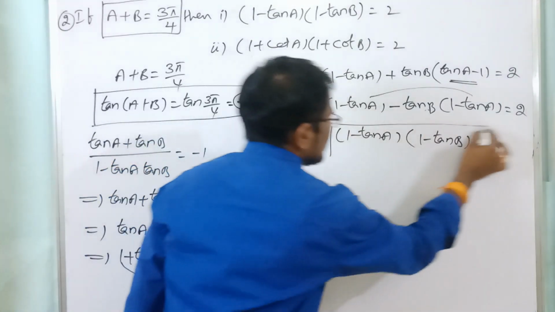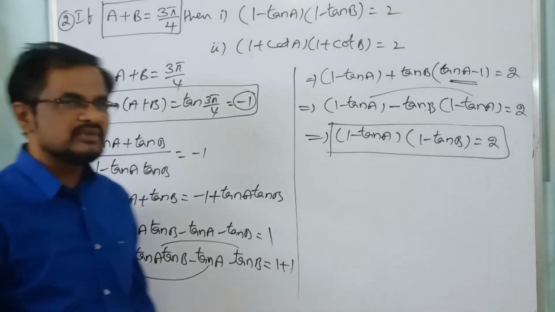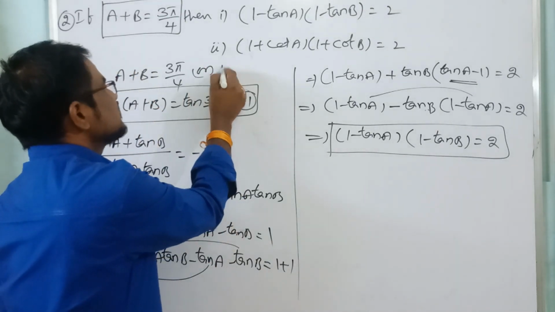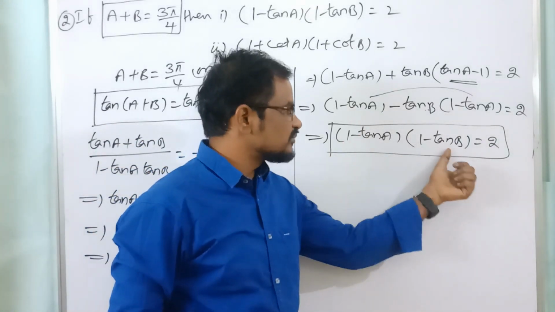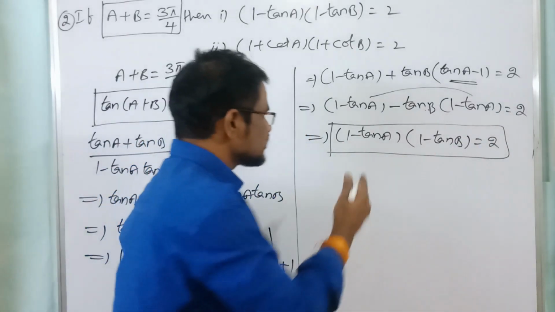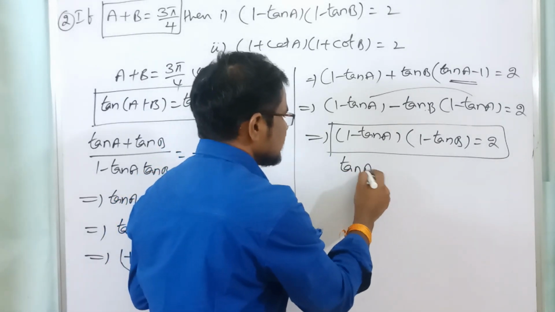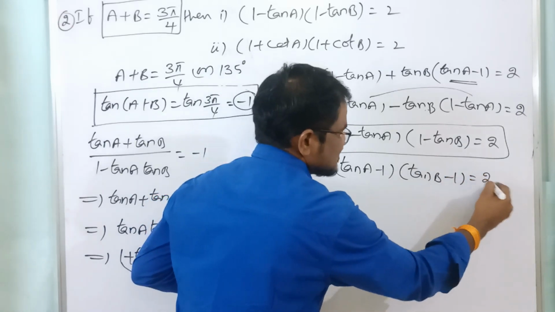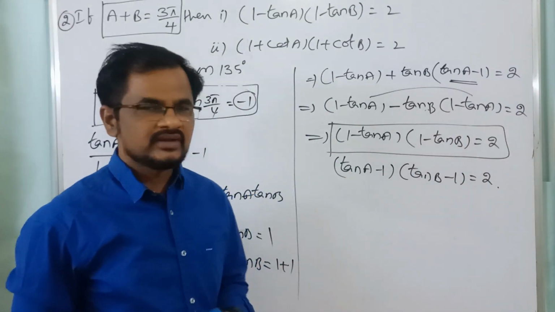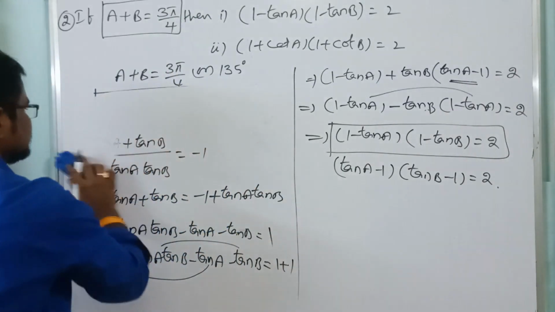So whenever A plus B, the sum of the two angles, equals 3 pi by 4 or 135 degrees, what is our condition? 1 minus tan A, 1 minus tan B equal to 2. Also you can write it as tan A minus 1 into tan B minus 1 is equal to 2 also. Okay. Similarly, we can prove the second one also.